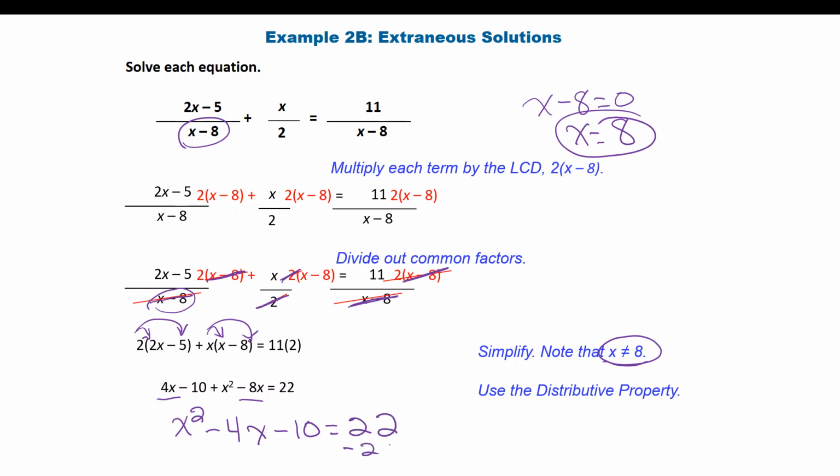So let's go ahead and subtract our 22 from both sides. So we actually end up with minus 32. So x squared minus 4x minus 32. I'm going to finish this on the next slide because I've run out of room here.